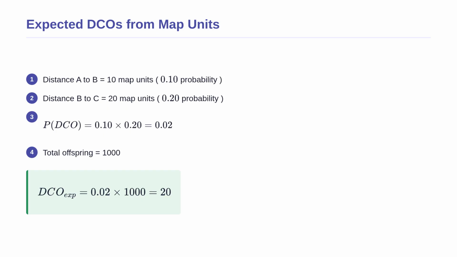First, we convert map units to probabilities. 10 becomes 0.10, and 20 becomes 0.20. We multiply these independent probabilities together to find the overall probability of a double crossover, which is 0.02. Finally, we multiply this by the 1,000 offspring to get our expected number of 20 double crossovers.